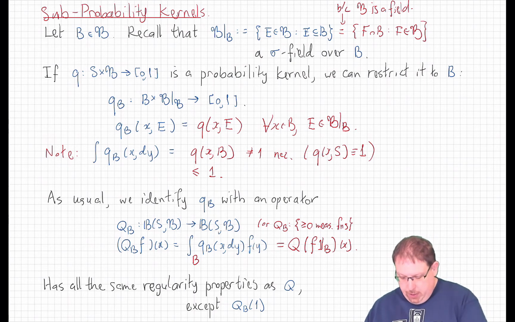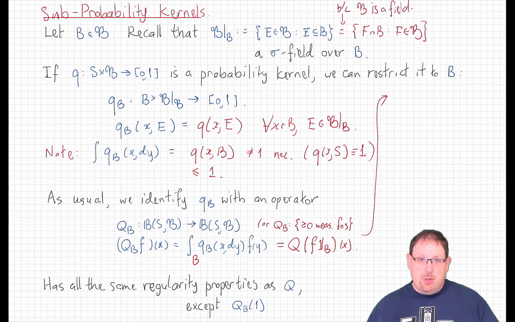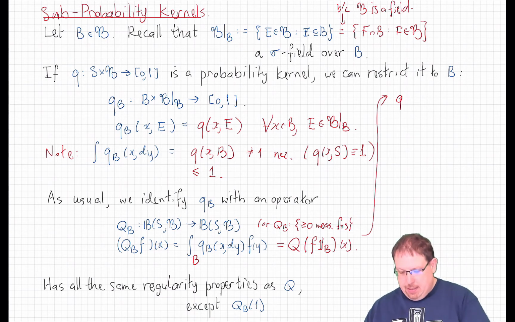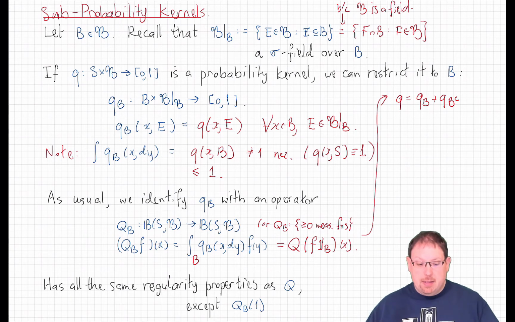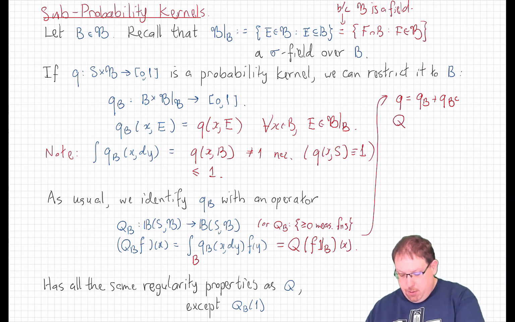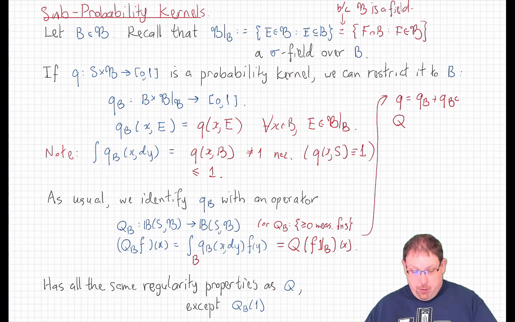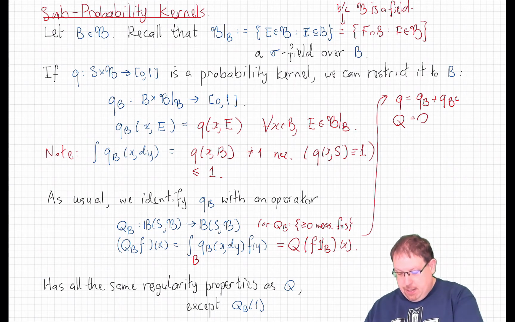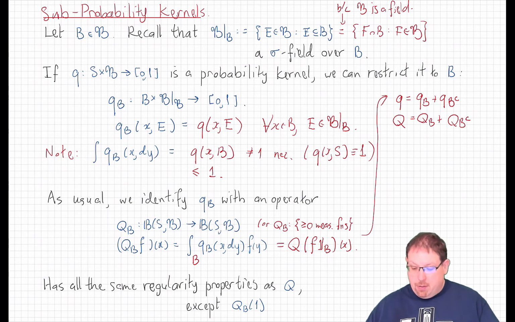Now, let's note a quick decomposition here. How does the restricted kernel Q_B relate to the original? Well, because B and B complement form a partition of the whole space omega, it's easy to see that the probability kernel Q decomposes as Q_B plus Q_B complement. And that means that the operator Q, thought of as acting on functions over the whole space, decomposes as Q restricted to B plus Q restricted to B complement. We'll make frequent use of those easy decompositions.